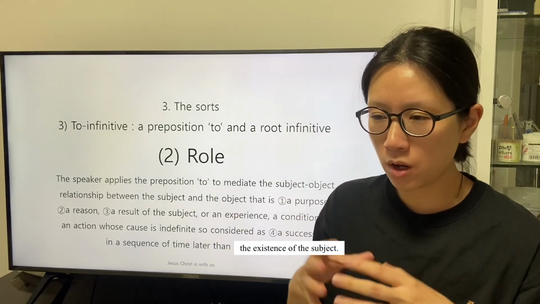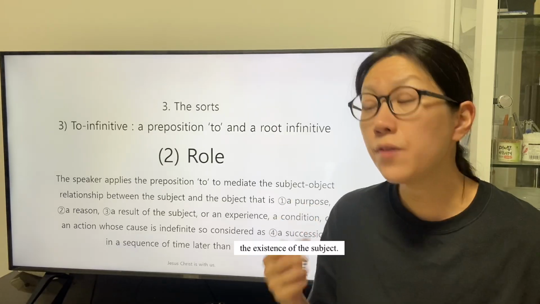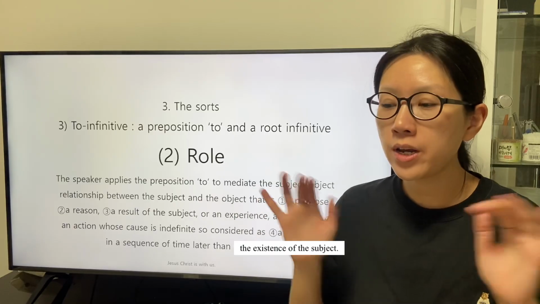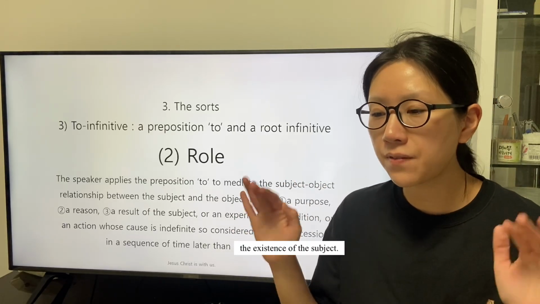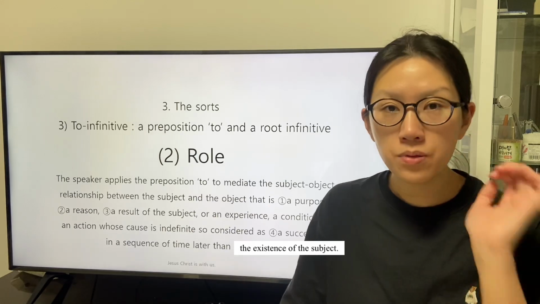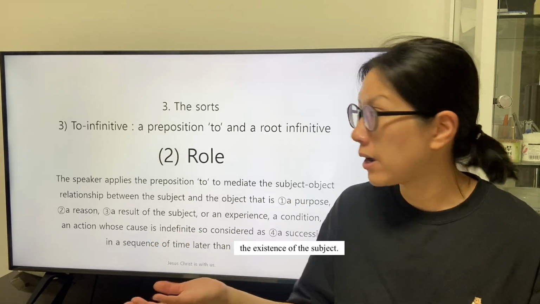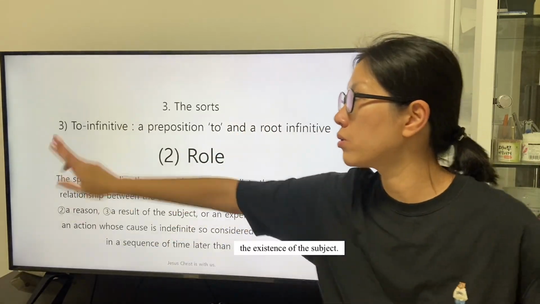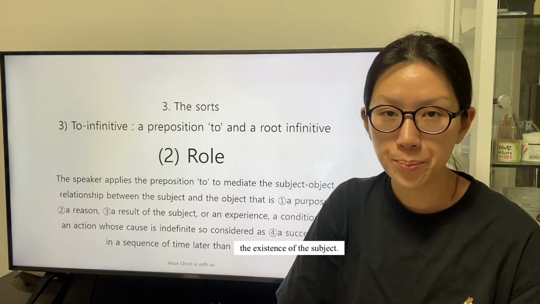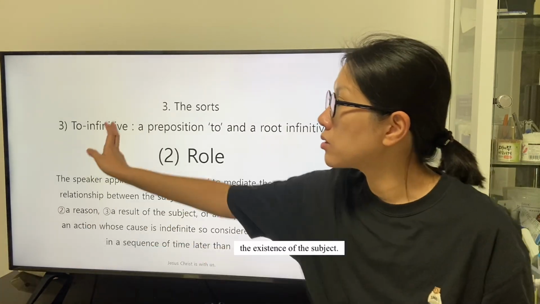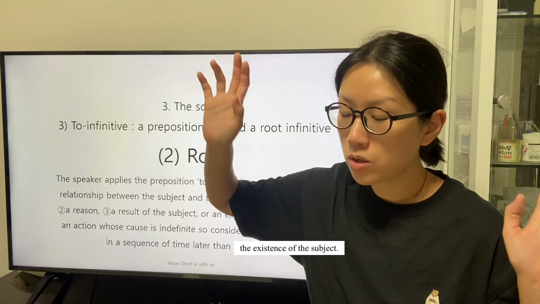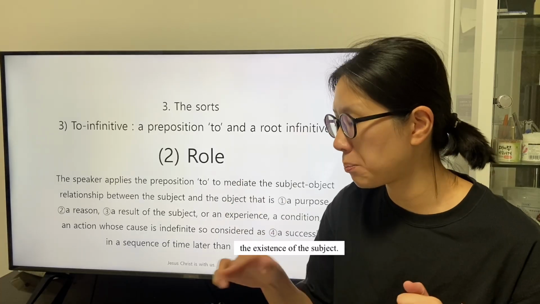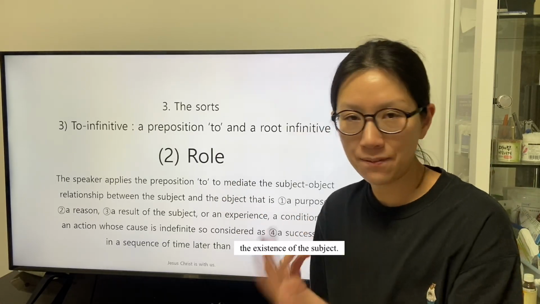The trait of the to-infinitive is determined after the to-infinitive is applied in a clause. Before then, we cannot figure out the trait of the to-infinitive. That's the reason why we call the to-infinitive a to-infinitive, because the trait of the phrase of the preposition to and the object of the preposition to is indefinite.